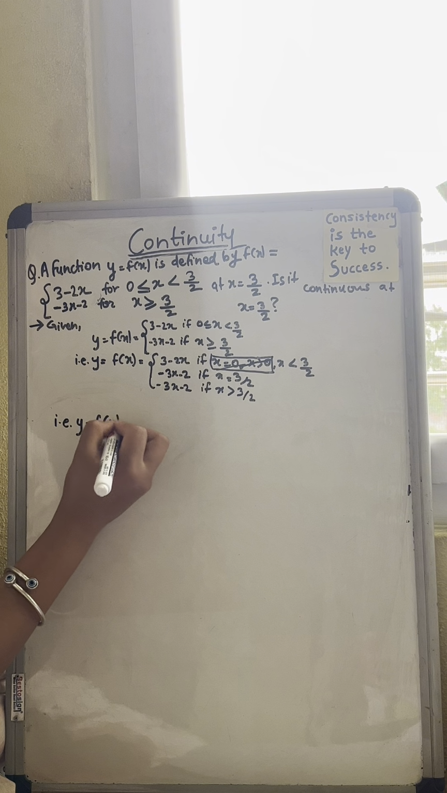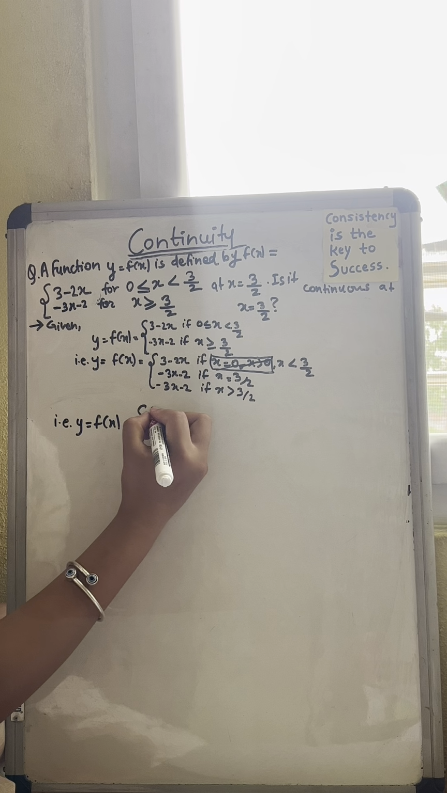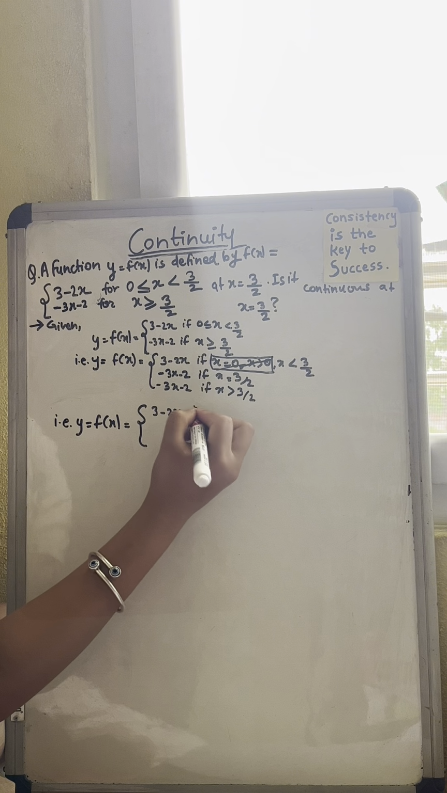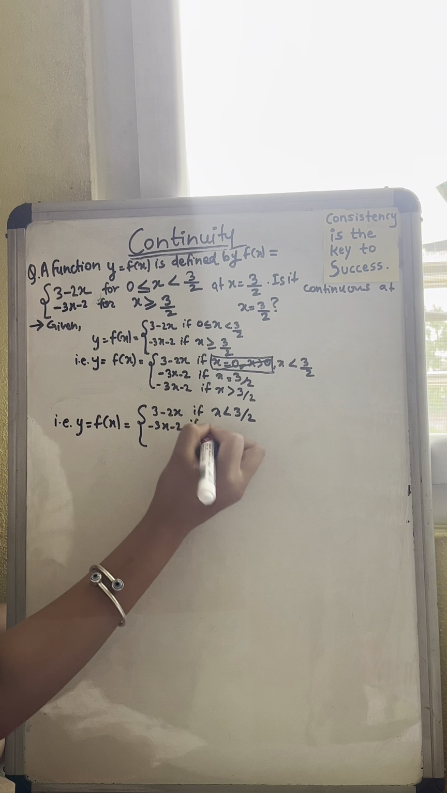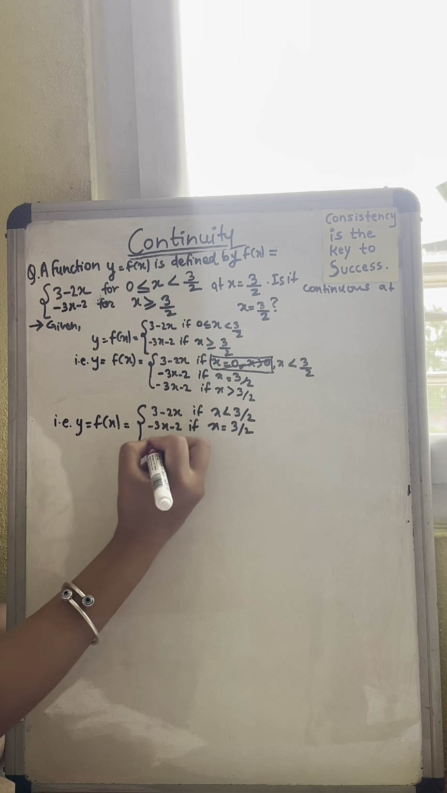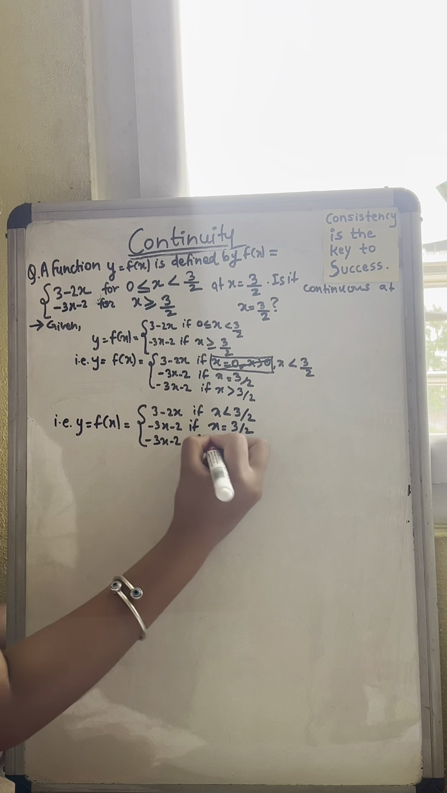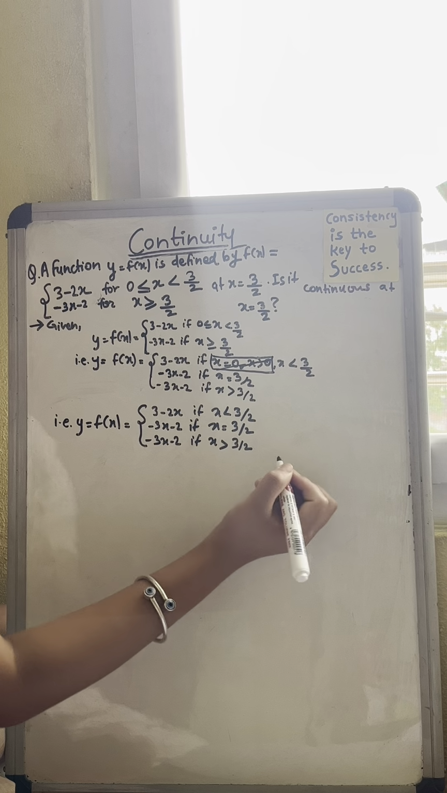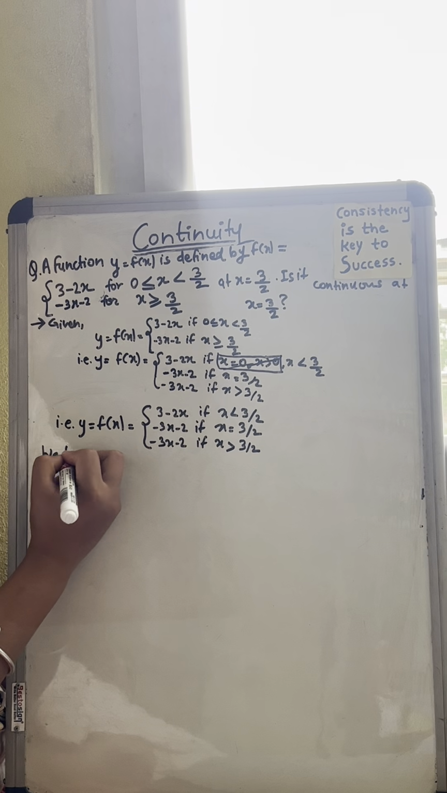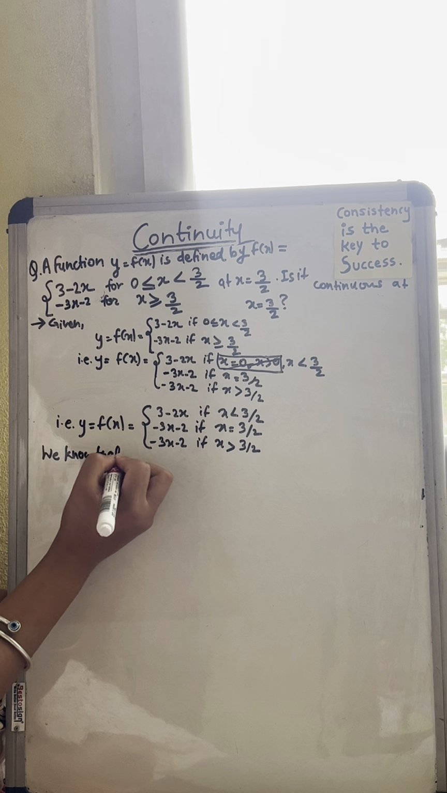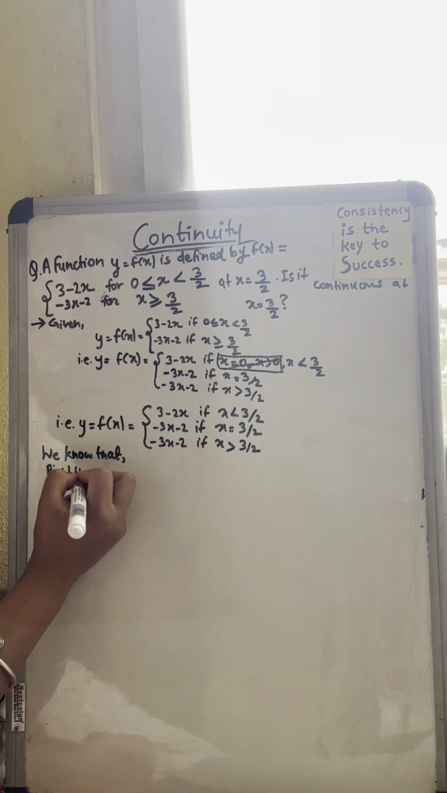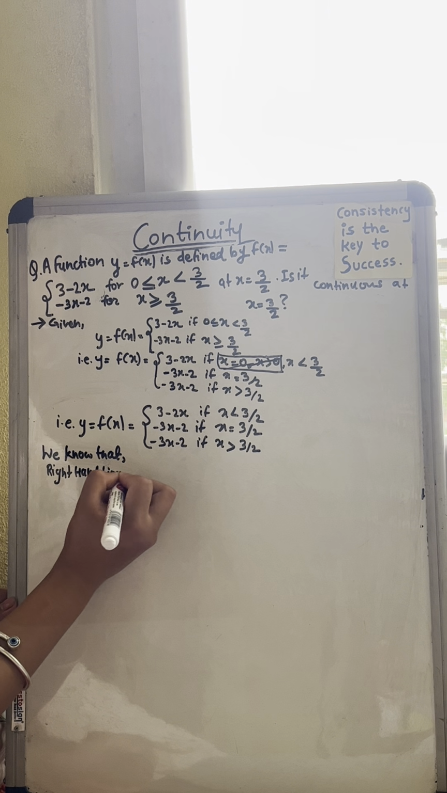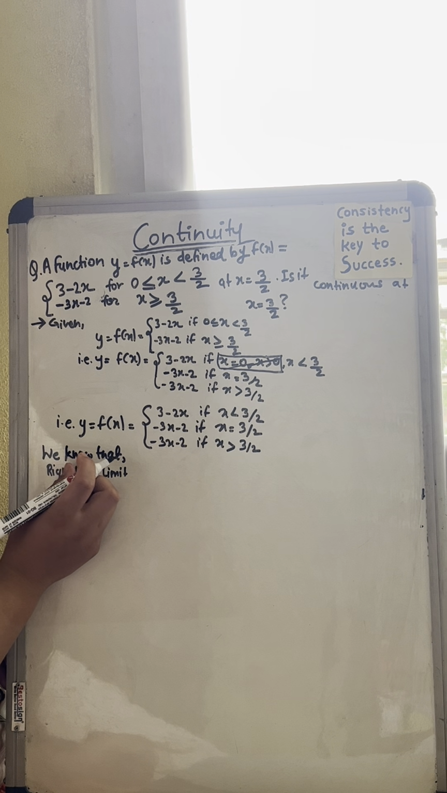That is, y is equal to f of x is 3x minus 2 if x is less than 3 upon 2, minus 3x minus 2 if x is equal to 3 upon 2, and minus 3x minus 2 if x is more than 3 upon 2. We know that we have to find out the left hand limit, right hand limit, and functional value to check the continuity of the above function.